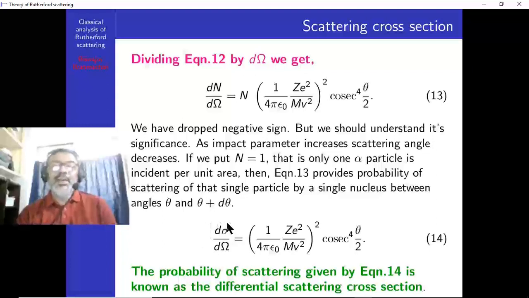So that is called the differential scattering cross section. So this is the differential scattering cross section. Now we have used one nucleus and one alpha particle, but in the experiment we have a different situation, because we have a foil target which has many nuclei. So now let us generalize our result to the case of a realistic case.